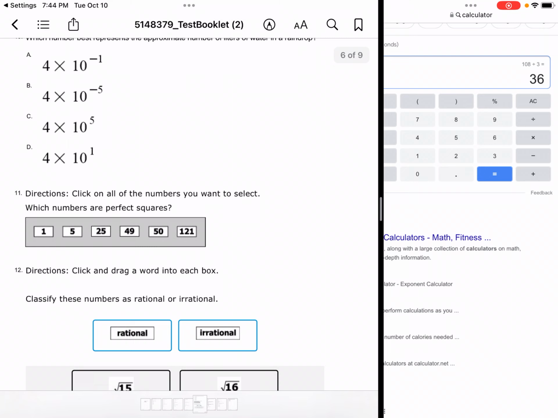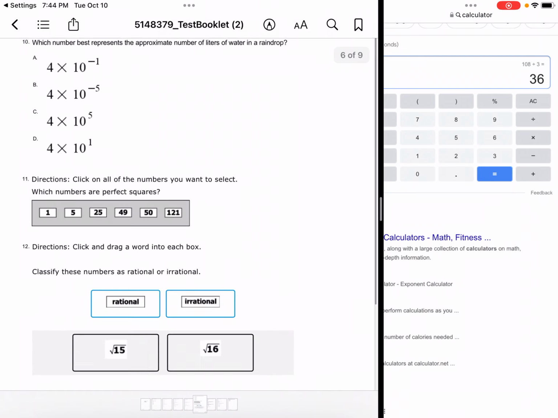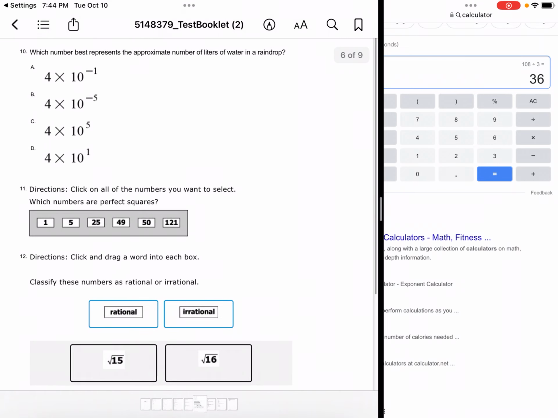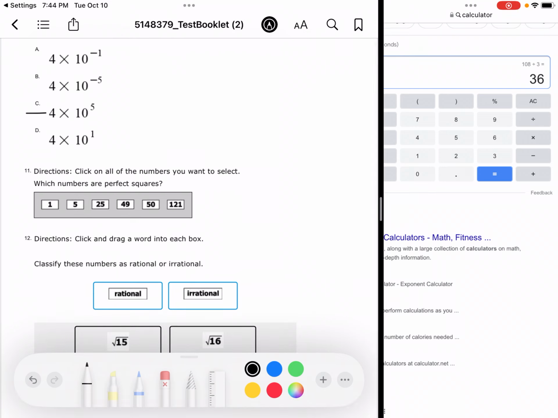All right, they wanted to know what is the approximate number of liters of water in a raindrop. Well, anything with a positive exponent is going to be huge. So that says 4 liters of water are in a raindrop. Now I want you to think, I drink a Diet Dr Pepper every day, and that's a half liter bottle. This would be 4/10 of a liter. That's way too much. So B is my only option.